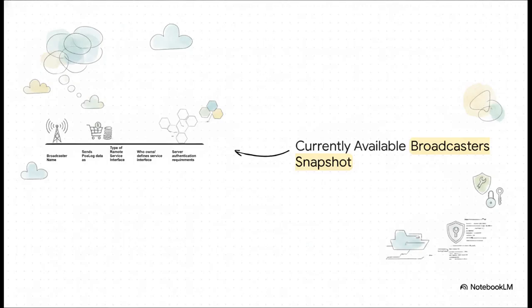Take a look at the out-of-the-box broadcasters currently available. You'll spot standard interfaces like the Customer Engagement Cloud Service and the XBRi broadcaster. This actually breaks down exactly who owns the interfaces. So, for instance, the Customer Engagement Cloud Service project team owns theirs, and it lists their very specific server authentication requirements, like whether they need proprietary custom authentication or OAuth.